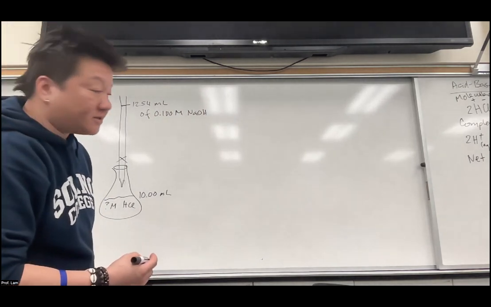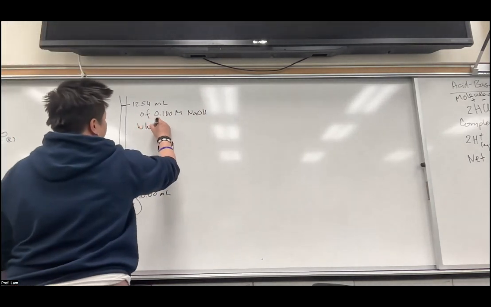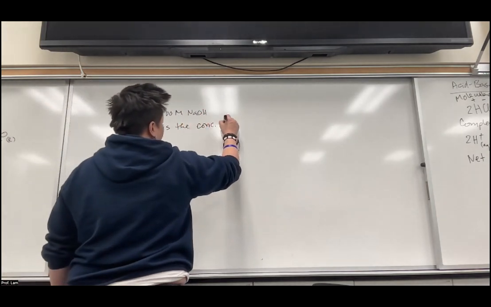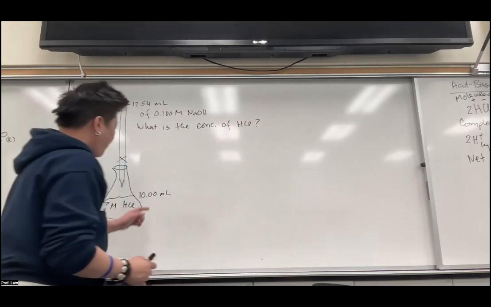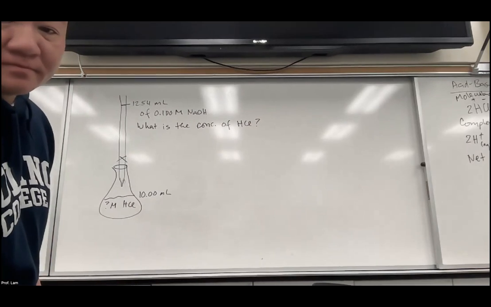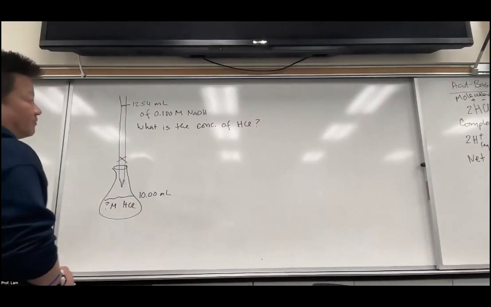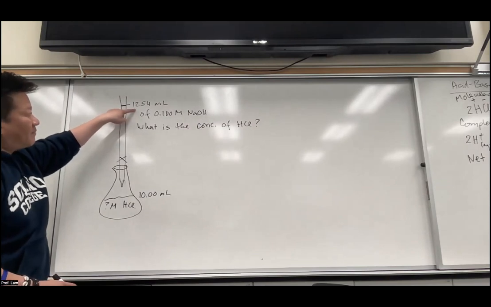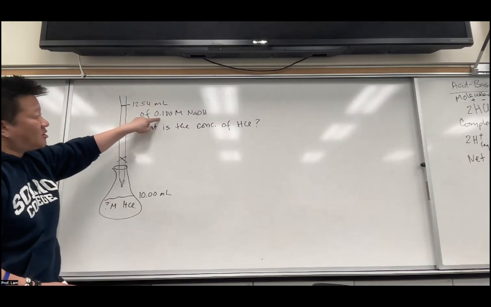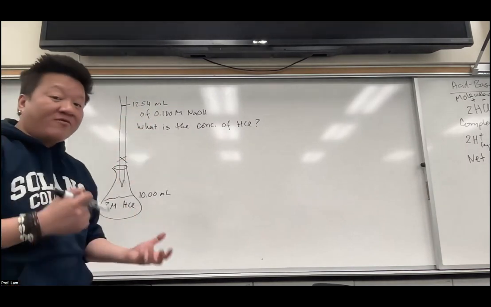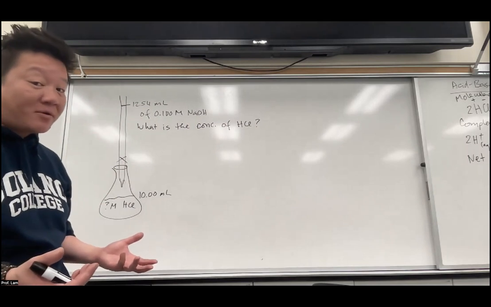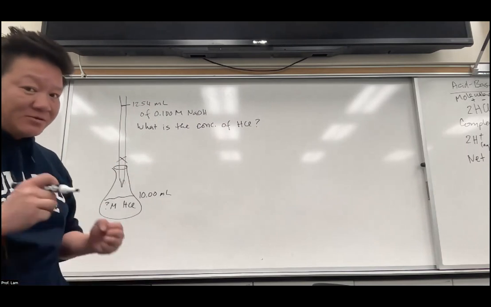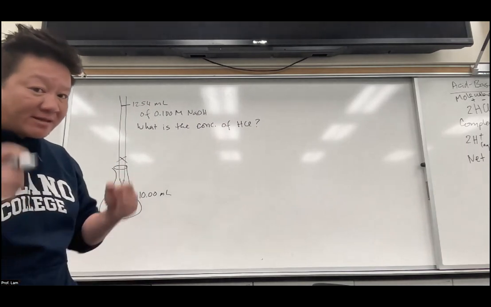And the question is, what is the concentration of HCl? Okay. All right. So we know that we use this volume of base. We also know its molarity. So remember, with a volume and a molarity, you can figure out moles. Remember the roadmap. So anytime you see a volume that's tied to a molarity, you can get moles out of that, right? That's how you need to think.